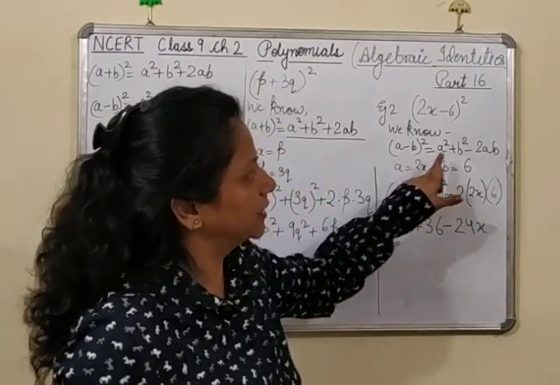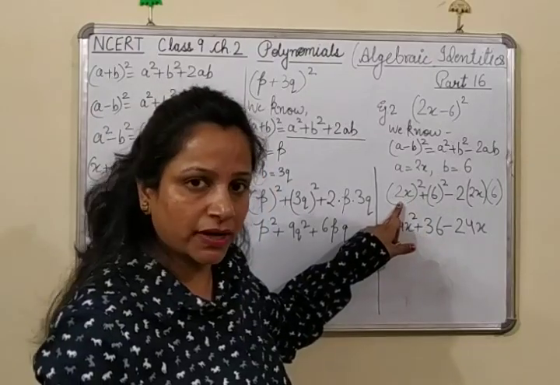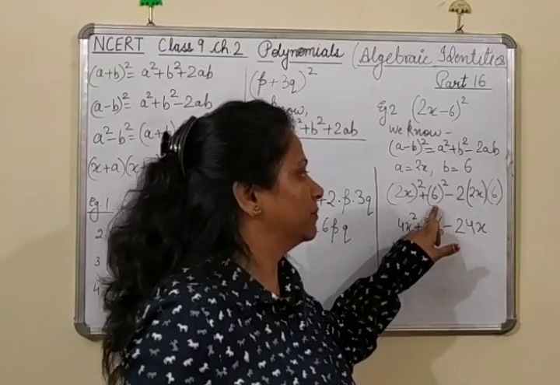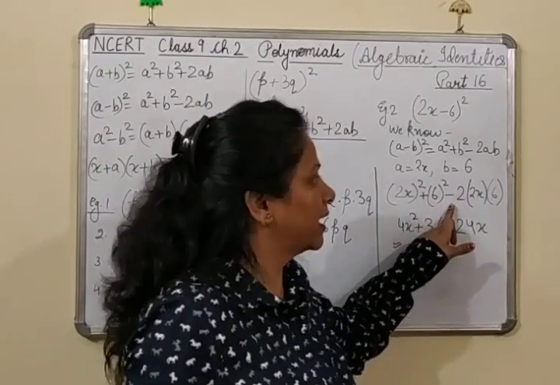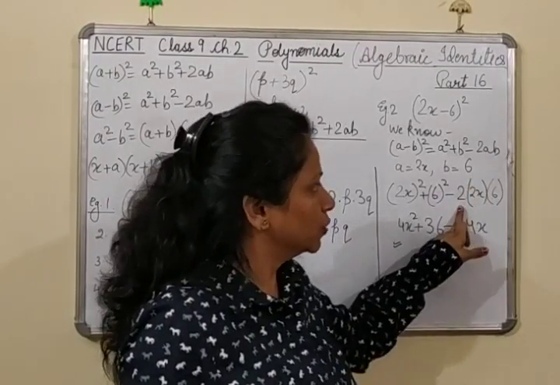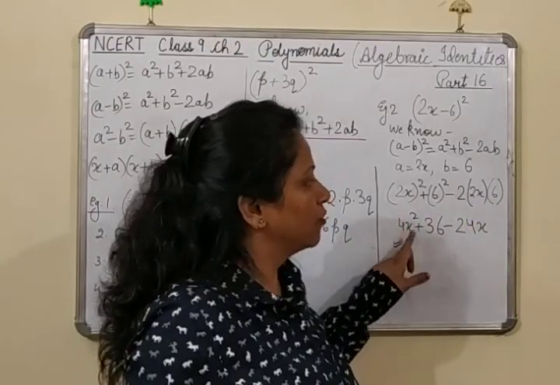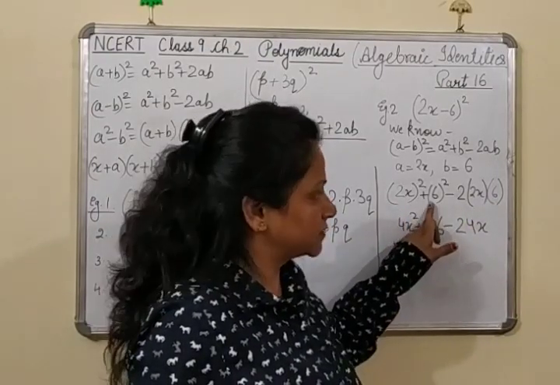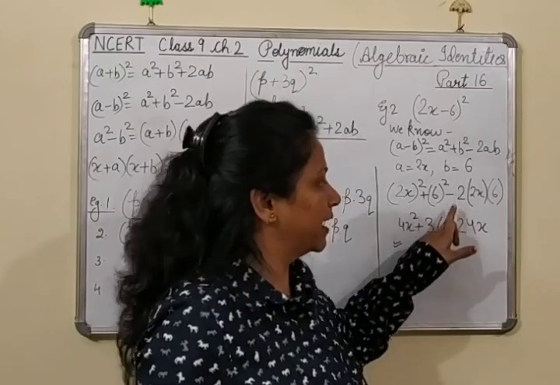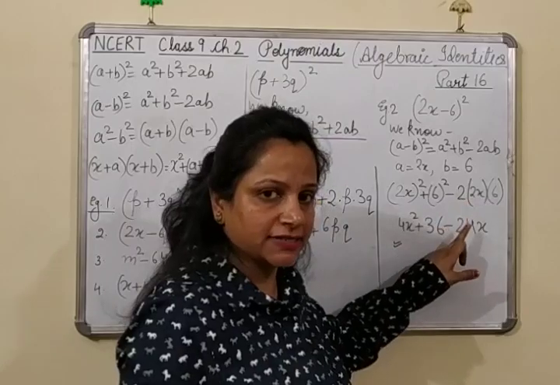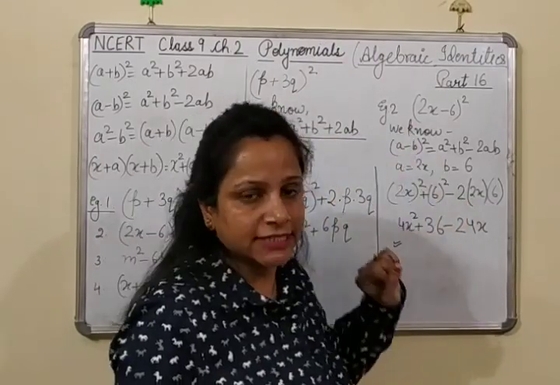When a is 2x, what will a square be? The square of 2x. When b is 6, what will be b square? That will be the square of 6. Then minus 2ab, 2 into a into b. Square of 2x will be 4x square. Square of 6 will be 36. And then minus as it is. 2 into 4, 4 sixes are 24x. So this is the solution for this example.